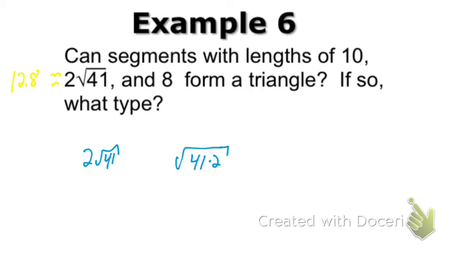It thought the 2 was part of the radical, and so it gave you the square root of 82. That makes sense? Yeah, that makes a lot more sense. Okay. So, Bailey, that's what would have been happening to you as well. Does that make sense?